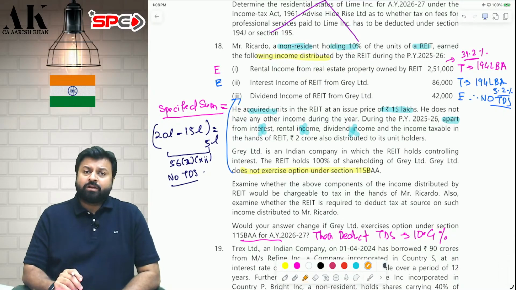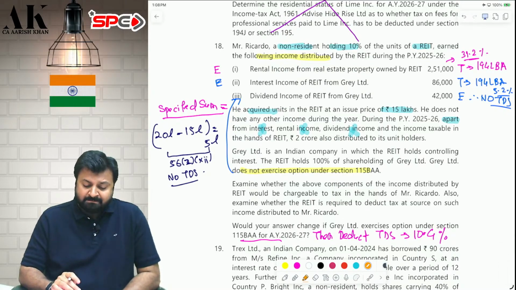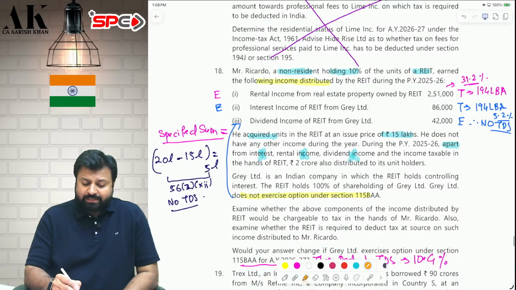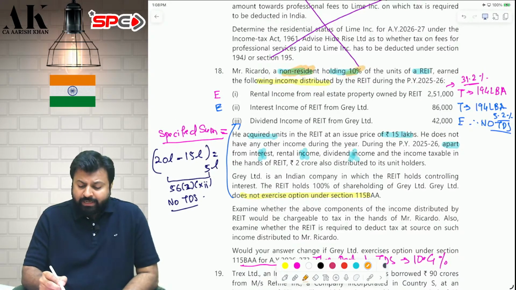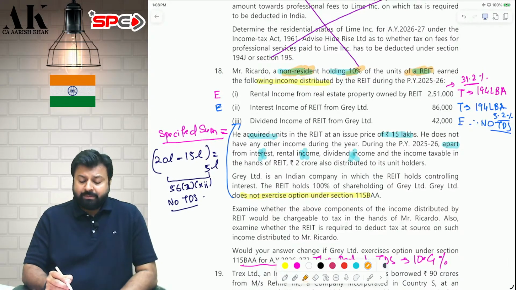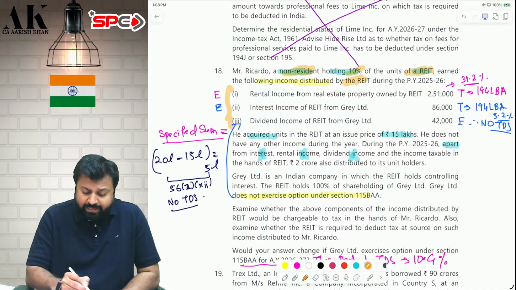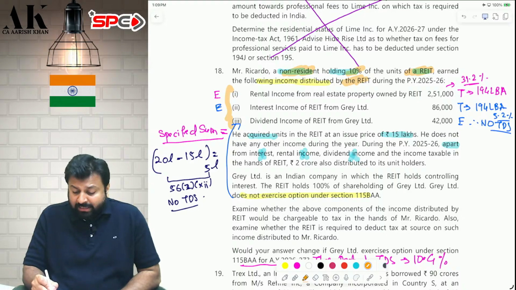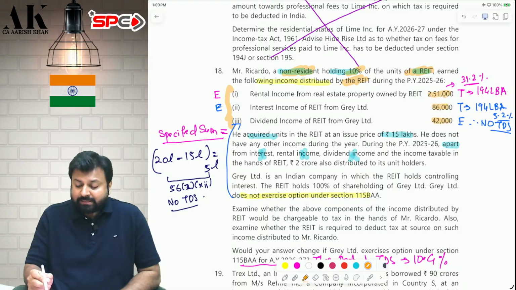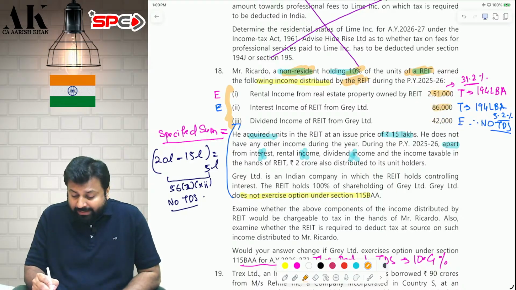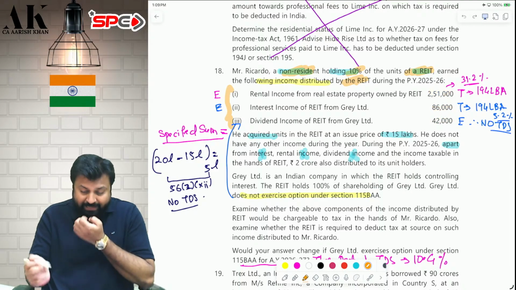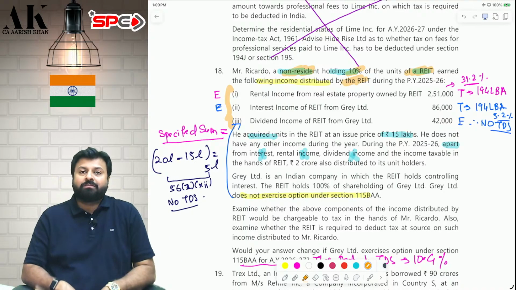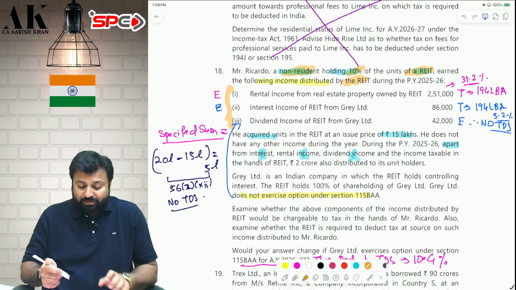Now the next question is a very good question on business trust. Mr. Ricardo, who is a non-resident, is holding 10% units of the business trust, and the business trust has distributed the following income to Mr. Ricardo. Always remember, in this question, this is not the income of the trust, this is the income of Mr. Ricardo directly. So don't take 10% of this again. Your answers will go wrong.